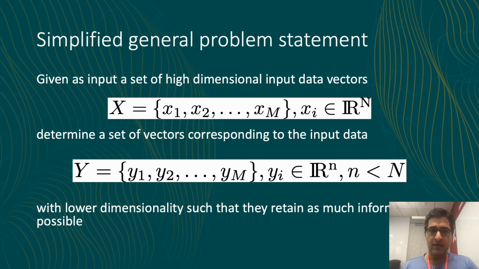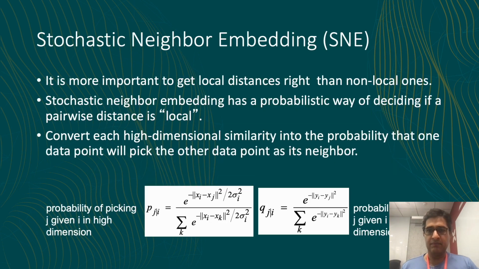Now, the idea of stochastic neighbor embedding overall is that we should get the local distances right. If 2 data points are closer to each other in the high-dimensional space, which is X, they should be closer to each other in the lower-dimensional space, or Y.